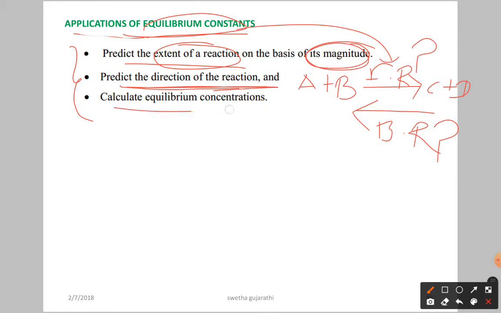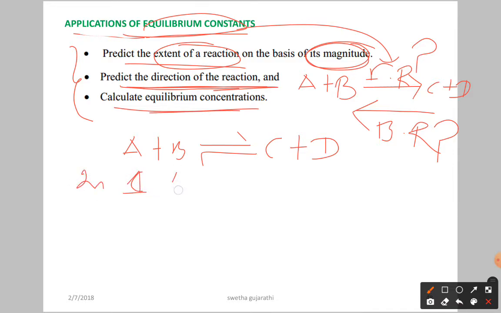Next, calculate the equilibrium concentration. What does equilibrium concentration mean? Again, take the equation A plus B in equilibrium with C plus D. Initially, for example, we have 1 mole of A, 1 mole of B, and 0, 0 for C and D, because initially we don't have any product.